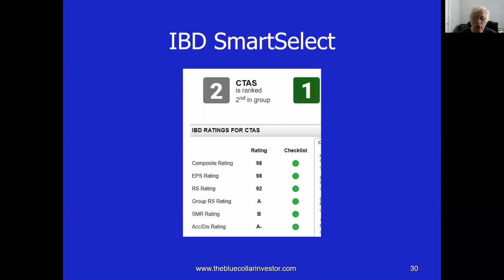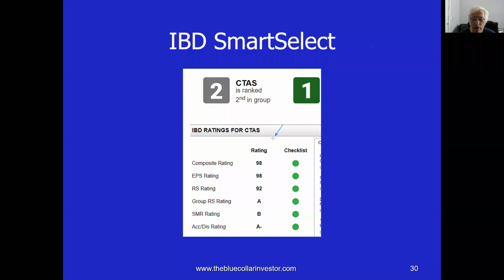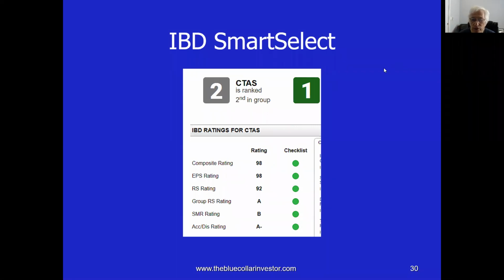And if you look at that middle column over there, which says rating, you could see there's some numbers and some letters. But what I do is I just look at the checklist. And the checklist has circles. The circles can be green, yellow, or red. Green is the highest ranked in that particular category. Yellow is in the middle, and red is poor performers. So when we do screening for the BCI methodology, we require 6 green circles. You could see how rigorous the screening is for a stock to make the BCI watch list.